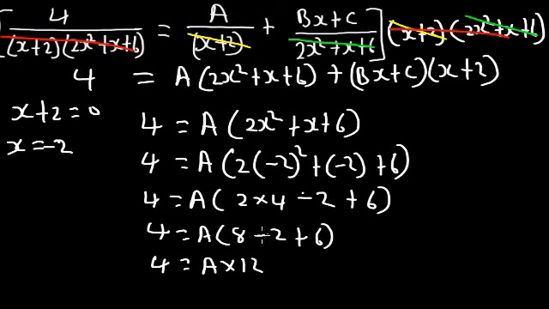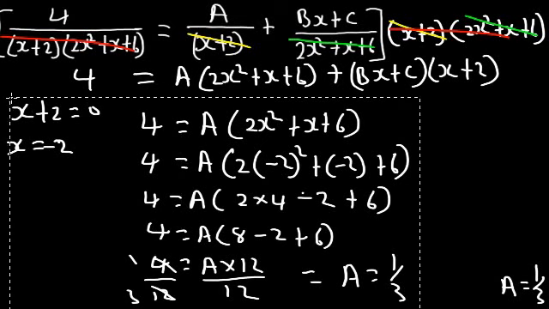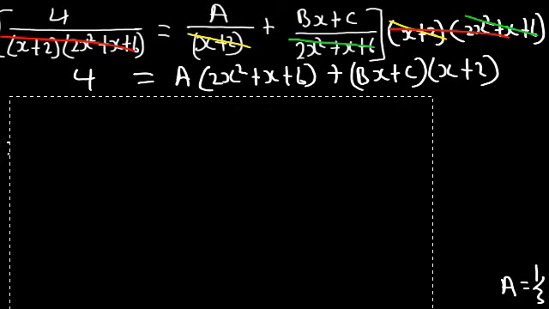8 plus 4 is 14. Sorry, 8 plus 6 is 14. Then minus 2 is 12. Dividing through by 12, we can clearly have the value of a to be equals to 1 by 3. That's 1/3. How did I get 1/3? 4 can go in 12. How many places? 3 places. 4 can go in 4 one place. And that is how a results in 1 by 3.